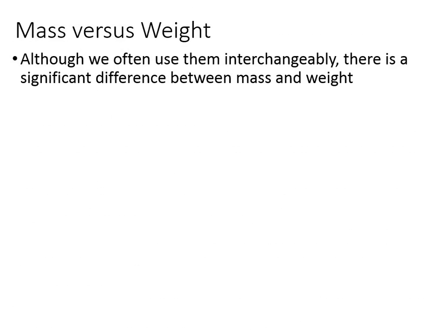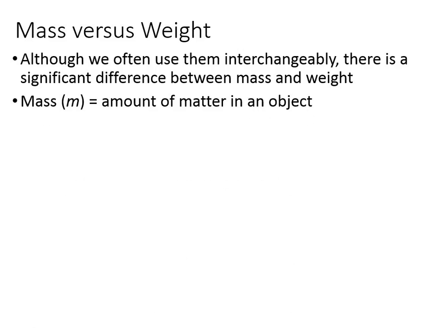All right, so mass versus weight. I even kind of throw them around interchangeably, but they are different. So here's the deal. The mass of an object is the amount of stuff there is in that object. Specifically, quite frankly, it's kind of the amount of atoms that are there. And a unit of mass is kilograms.